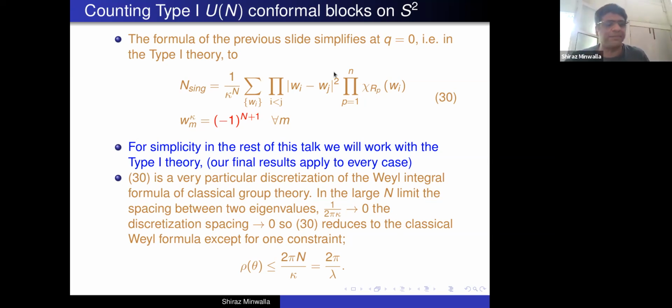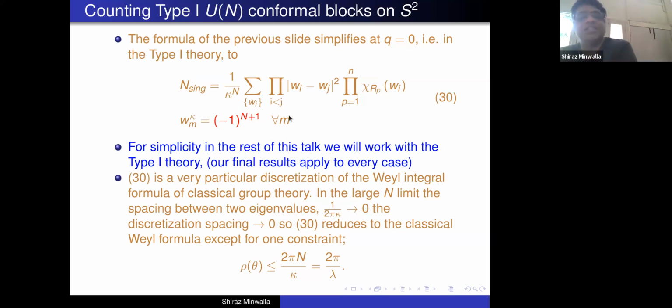Okay. Now, this was just some background. Some of you are wondering why I'm telling you about this, but it's going to matter. This is the formula that tells you how many quantum singlets, how many conformal blocks you have with these insertions. Now, what happens to this formula in the large N limit?